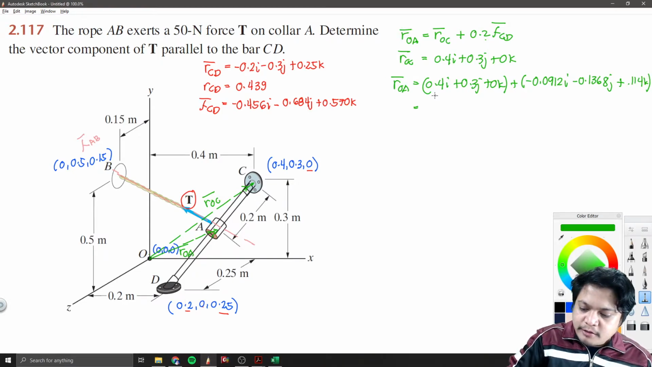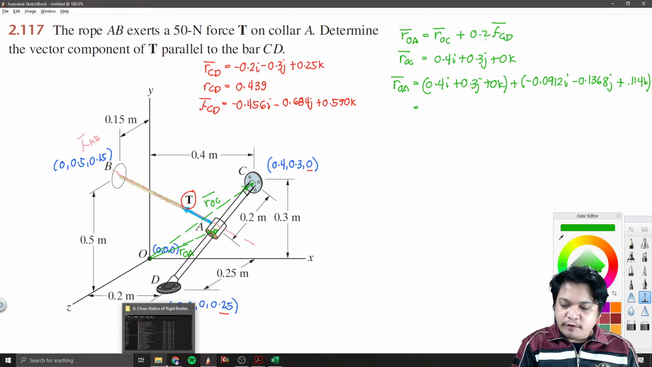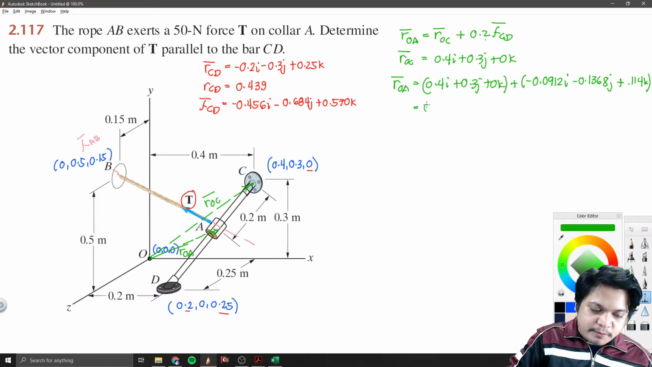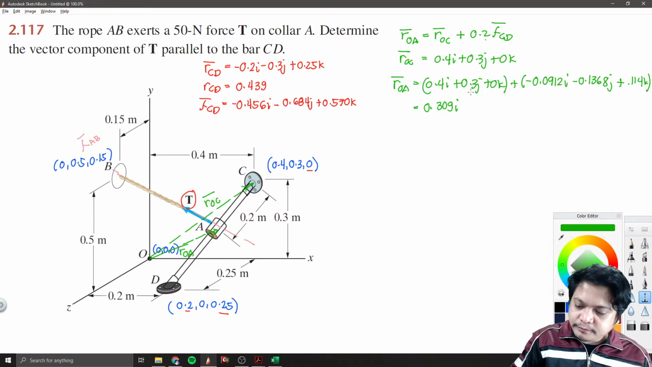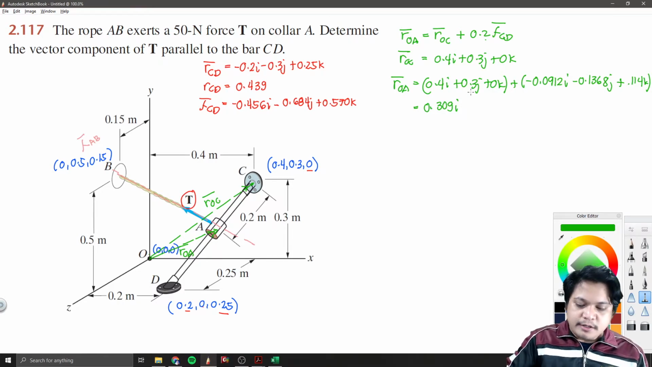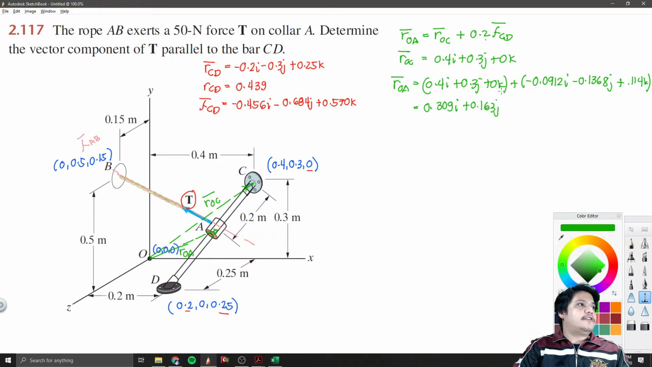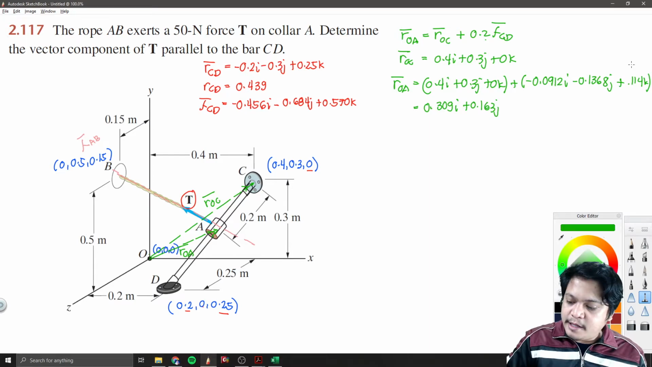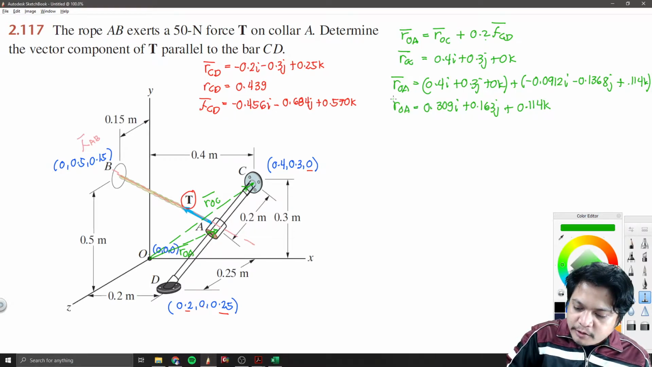Okay, so pwede ko na siyang makuha. So 0.4 minus 0.0912, that is 0.309 of I, and then 0.3 minus 0.1368, so that is plus 0.163 of J. So this is now your ROA. And then lastly, plus 0.114 of K. So, meron na akong nakuha, ang ROA.